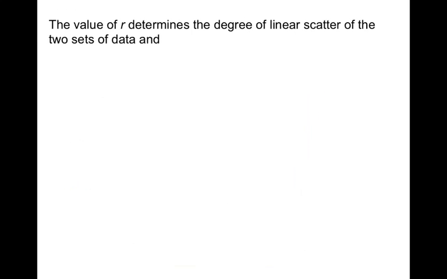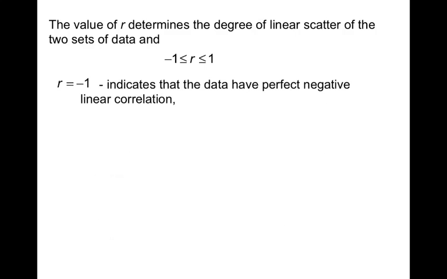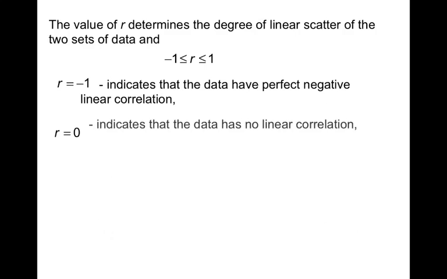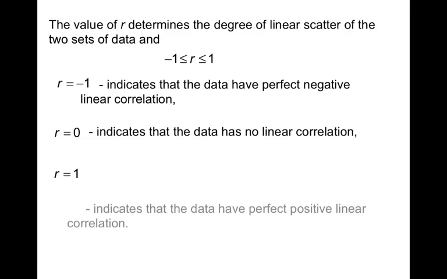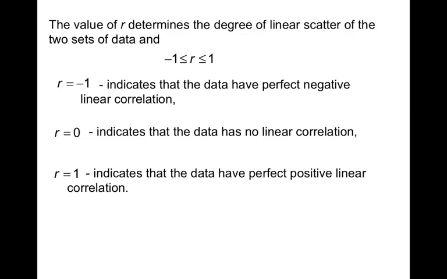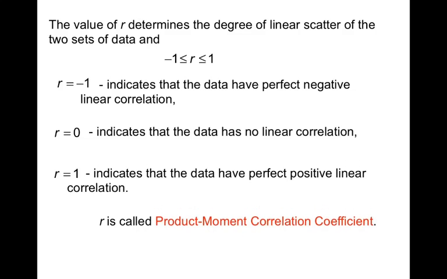The value of R determines the degree of linear scatter on the two sets of data, and it's always between -1 and 1. R equal to -1 indicates perfect negative linear correlation. R equal to 0 indicates that the data has no linear correlation, and R equal to 1 indicates that the data will have perfect positive linear correlation. R is called the product moment correlation coefficient.